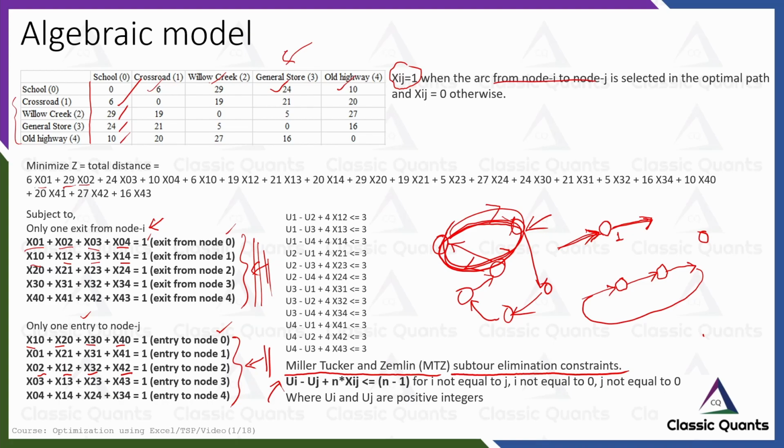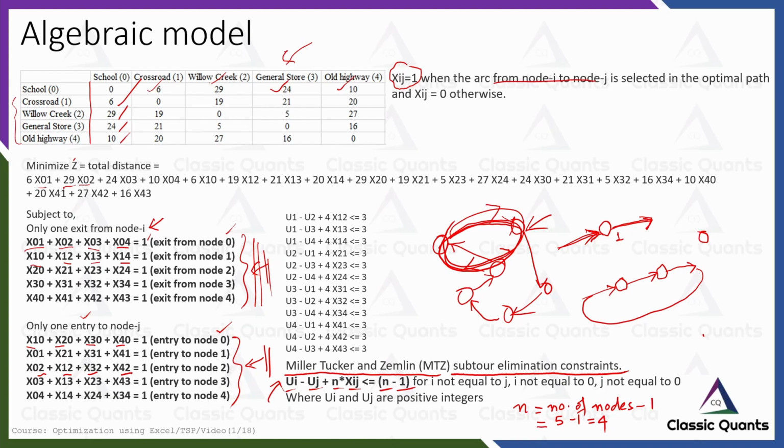So what is the constraint? The constraint is written in this way: ui minus uj plus n times xij is less than or equal to n minus 1. And what is n? n is your number of nodes minus 1. How many nodes are here? You see 5 nodes are here. So 5 minus 1, that is equal to 4. So in this particular problem, n is equal to 4.